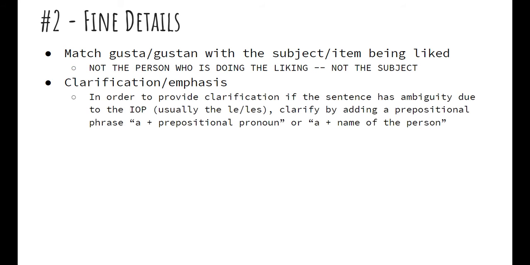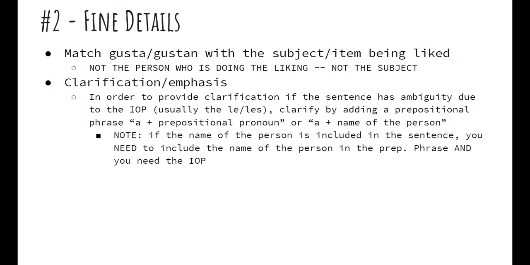In order to provide clarification if the sentence has ambiguity or vagueness due to the indirect object pronoun, usually in regards to le or les, because it can be multiple things, you're going to clarify by adding a prepositional phrase, a plus prepositional pronoun, or a plus the name of a person. And do note, if the name of the person is included in the sentence, you do need to include the name of the person in the prepositional phrase, and you also typically will need the indirect object pronoun.